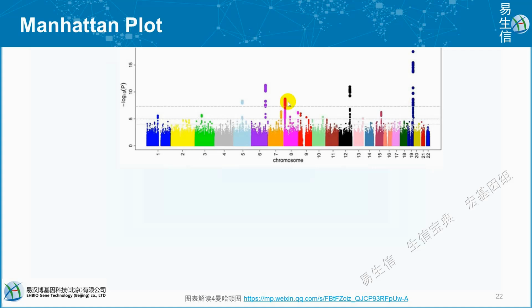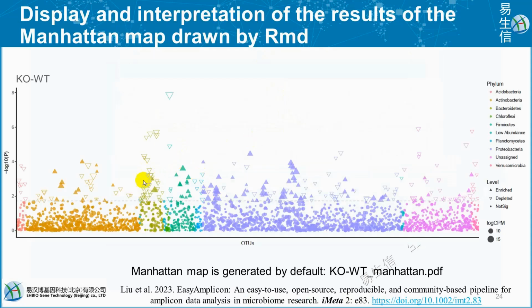And I can show you here that now you can see, when you display an interpretation of the result of the Manhattan map by using RMD, you can get this kind of visualization, which highlights the differences among the graphs.